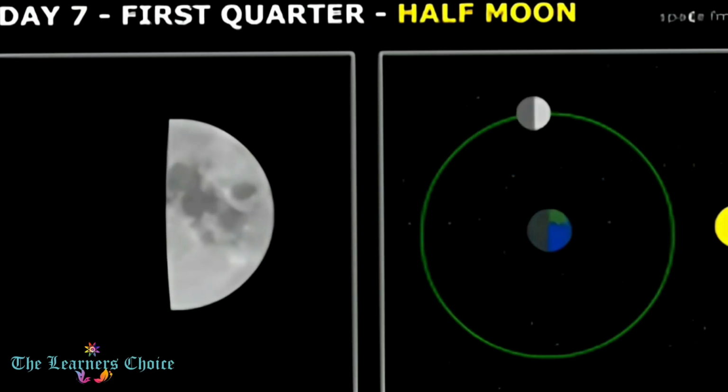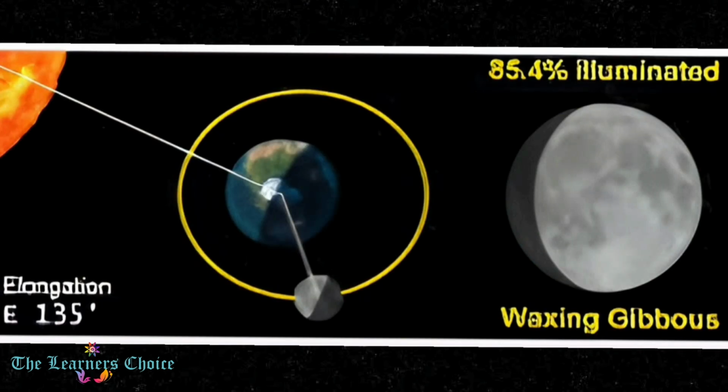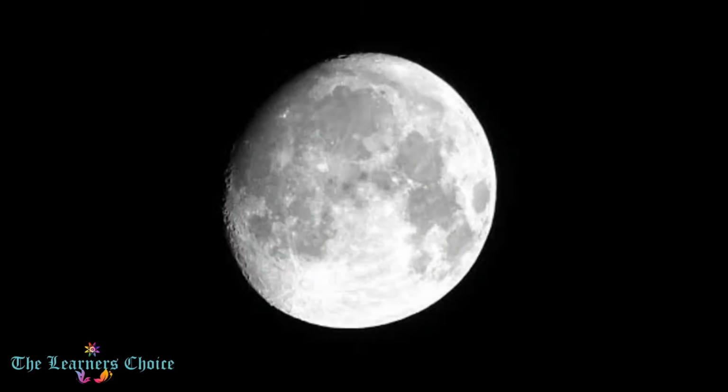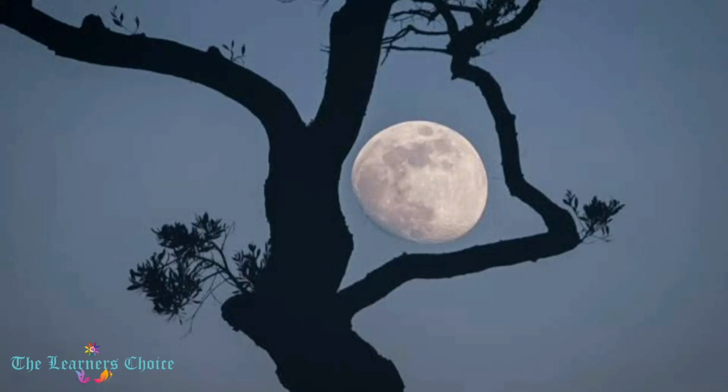Waxing gibbous. The waxing gibbous is the phase between the first quarter moon and the full moon. Waxing here means it is getting bigger. So when more than half of the moon's surface visible from Earth is illuminated, we call it a gibbous moon, and it lasts for about 7.38 days.